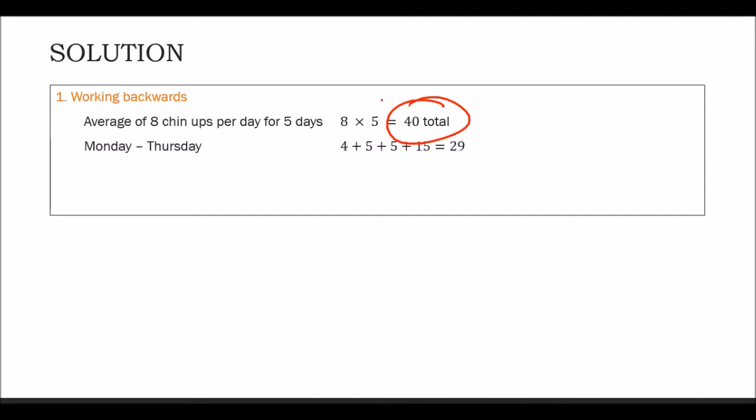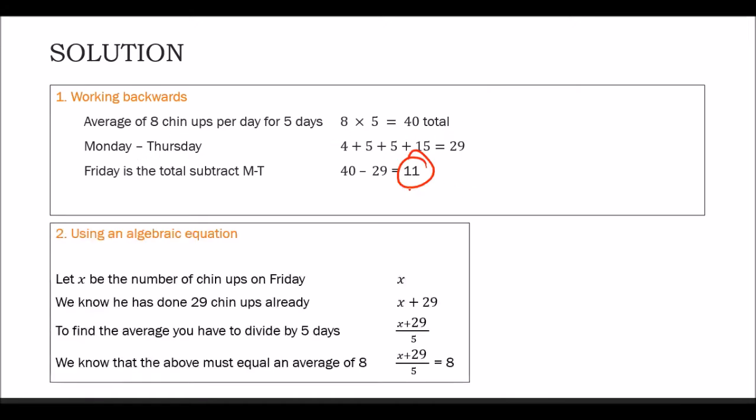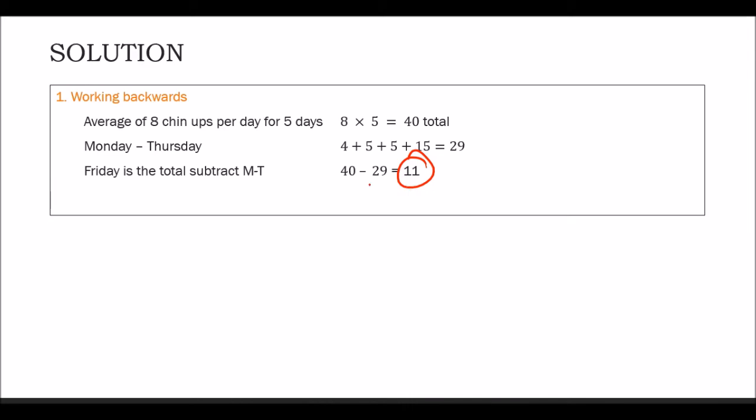So, from Monday to Thursday, he did 29 chin-ups. So what we can do is take the total that he should have done, and take away everything from Monday to Thursday. And this number, 11, should tell us how much he does on the Friday. Because if he does a total of 40 and he's already done 29, that means 40 take away 29 should be 11 on the Friday.